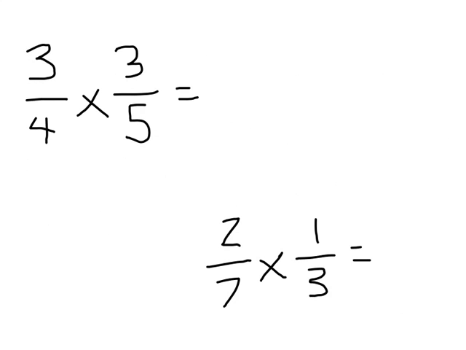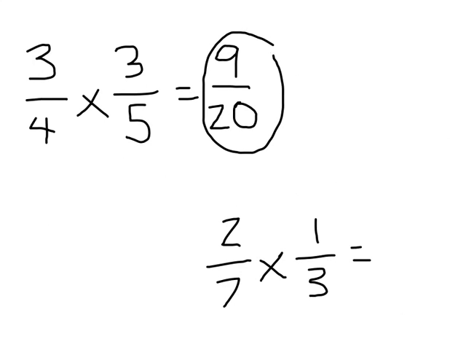We also talked about multiplying fractions in this unit. When I multiply a fraction, I can multiply the numerators and then multiply the denominators. What's 3/4 times 3/5? Well, 3 times 3 is 9. 4 times 5 is 20. That number can't be simplified or changed into a mixed number, so the answer is just 9 over 20.